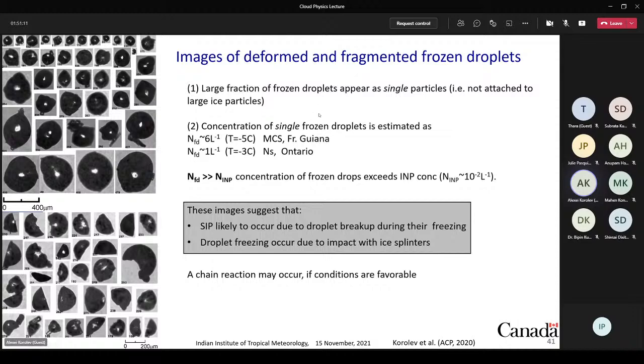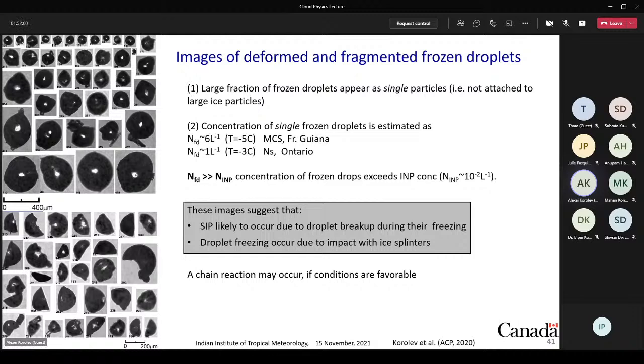So this slide shows that in many cases the observation of secondary ice is associated with fragmented drops. And we see lots of frozen drops, whose concentration well exceeds the concentration of INP particles. These drops are frozen by tiny splinters. We don't see any big crystals, maybe with the exception of this one, but the rest have nothing, no big crystals, just attached to these drops. So they were frozen by splinters.